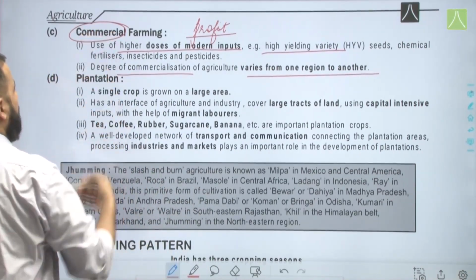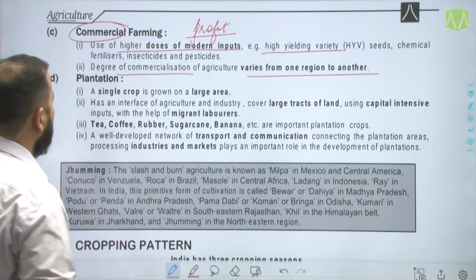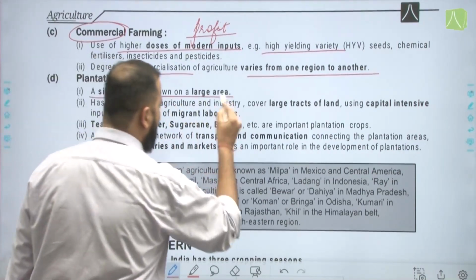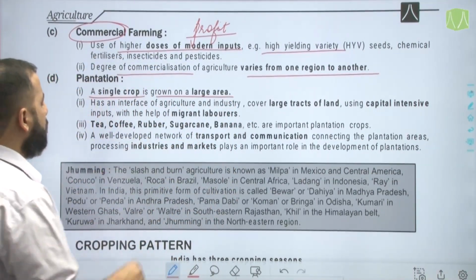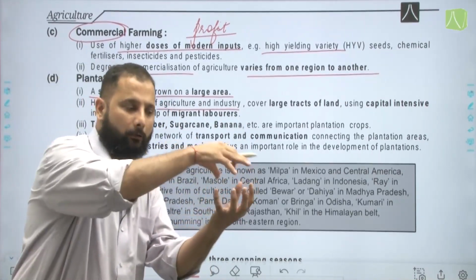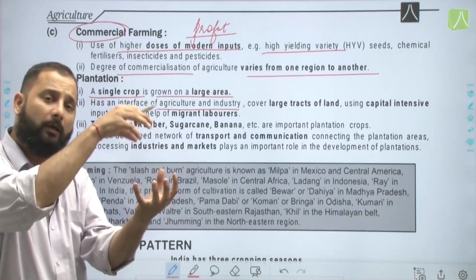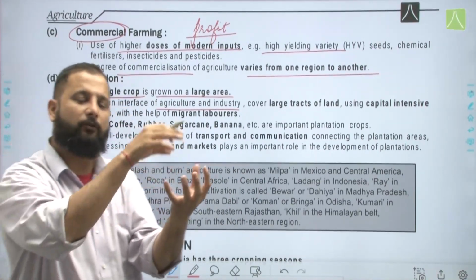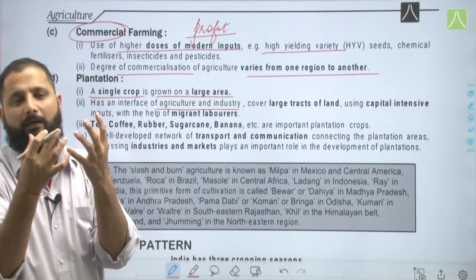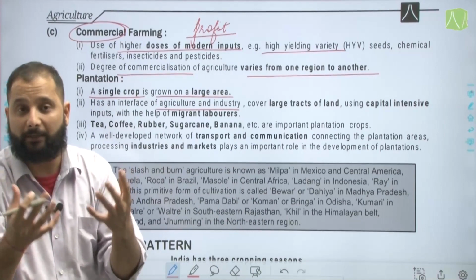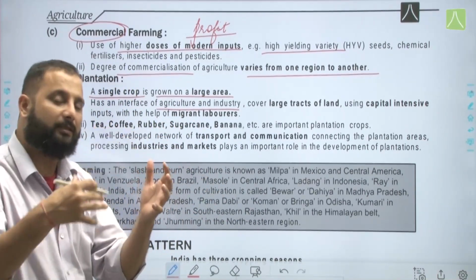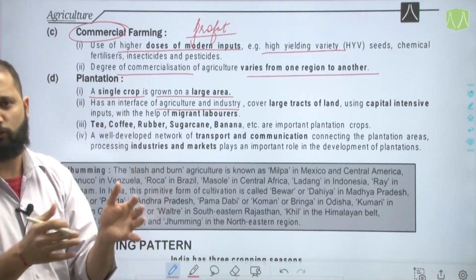Again, a part of commercial farming is plantation, that is tree or bush farming. A single crop is grown on a large scale area, and it is an interface of both agriculture and industry. For example, tea leaves have to be processed quickly as soon as they are plucked, to ensure the fragrance and aroma of that tea, the quality of that tea. Therefore, the industries processing this are also located in the plantations or just nearby.